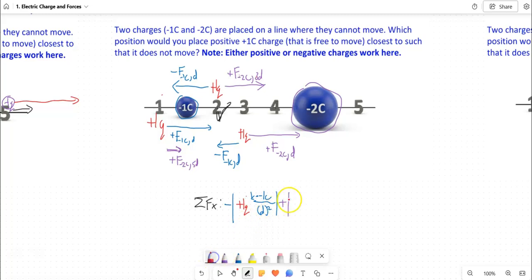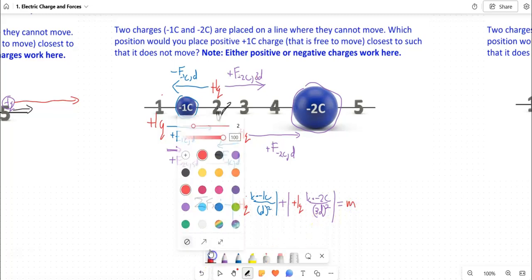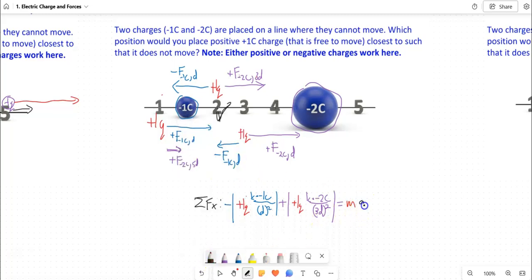It's also acting on our positive 1Q charge, and the purple -2Q, 2 Coulomb charge, is a distance 3d away. When we square that, this is going to act on the mass of the red Coulomb charge, and hopefully when you add up these two things, it gets close to zero, such that this acceleration is zero.